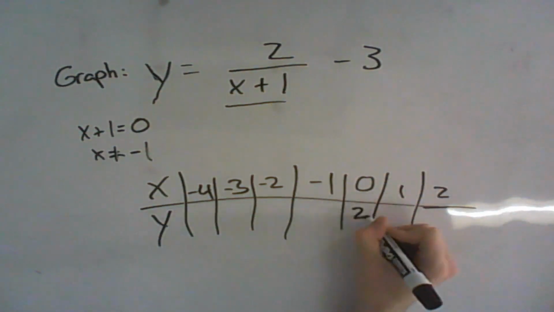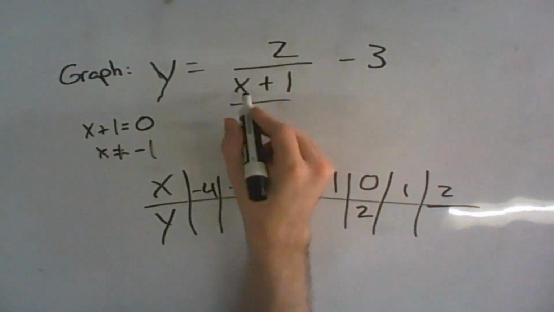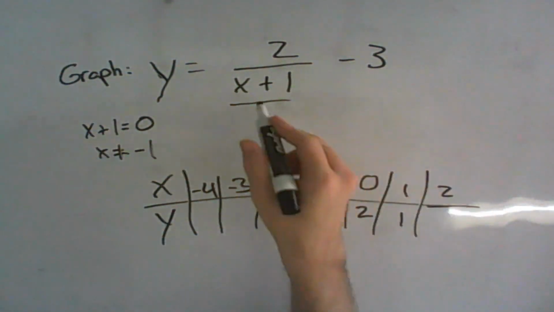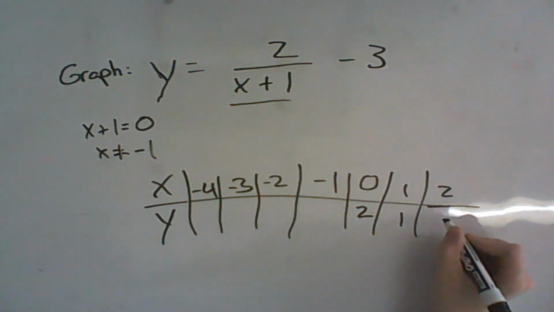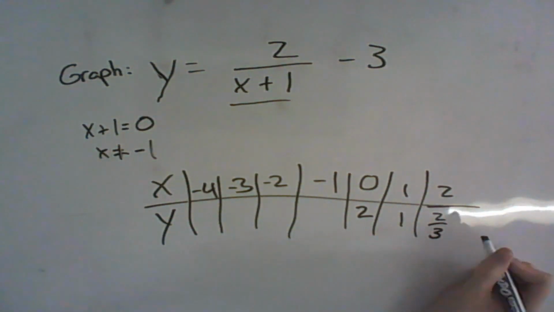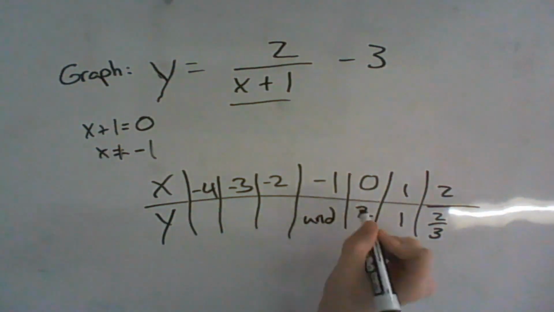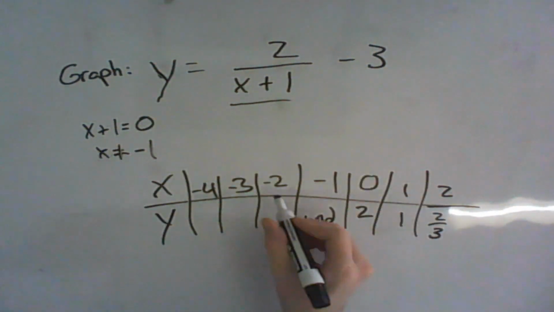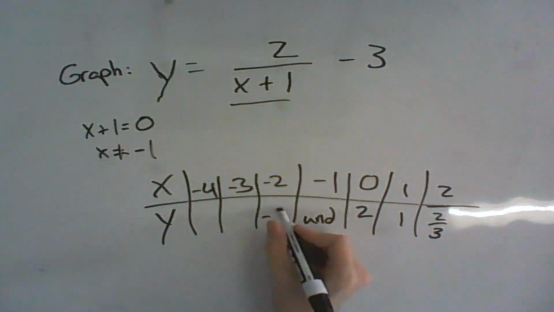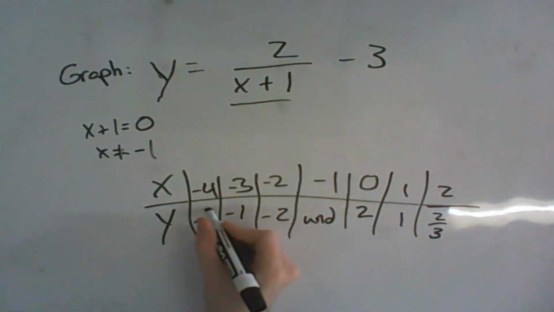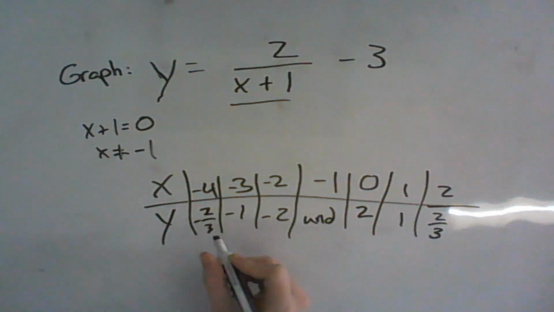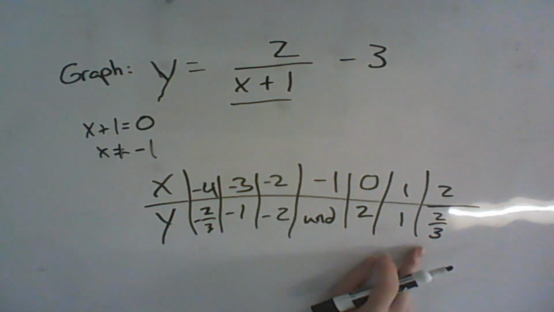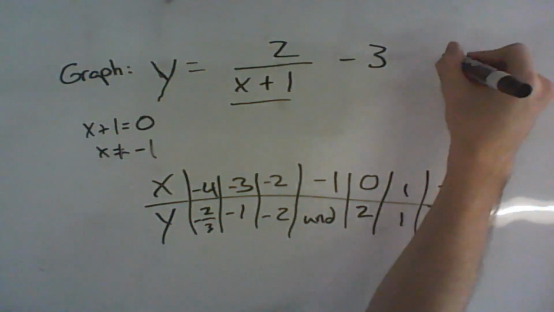So 0 is 2. If you plug 1 in here, 1 plus 1 is 2, and 2 over 2 is 1. And then this is going to be 2 plus 1, it's going to be 3, so it's going to be 2 over 3. This is going to be undefined because if you plug in -1, -1 plus 1 is 0, so we can't have a 0 there. -2 is going to give us -2, -1, and -2 over 3. Now notice these 3 and these 3 are connected. So what's our graph going to look like?